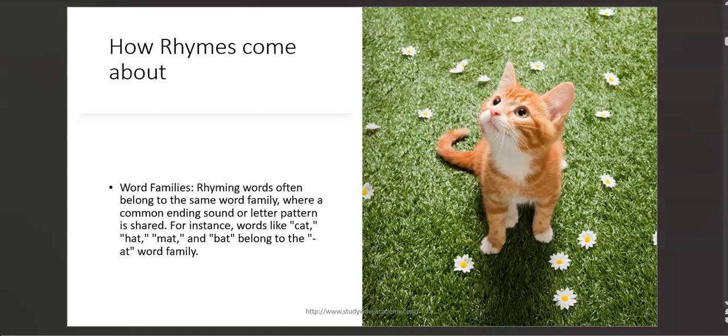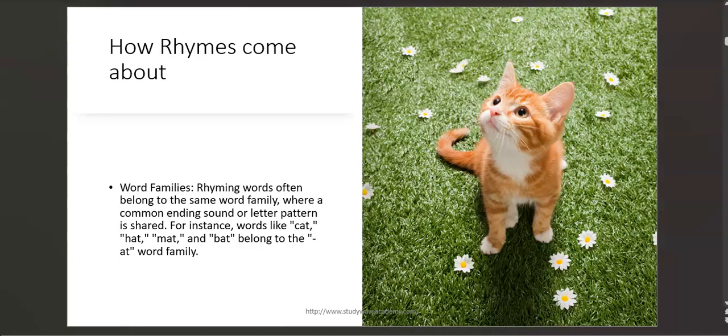So rhyming words, and I've given an example here. Let's take an example of cat, bat, hat, mat, sat. All these words end with the sound at. So we will say these words are in the at word family. Look at how simple it is. Look at how easy it is to understand rhymes and to tell where rhymes are. It's very, very simple and very, very easy to do. Okay, class? Now let's continue and talk about these word families.